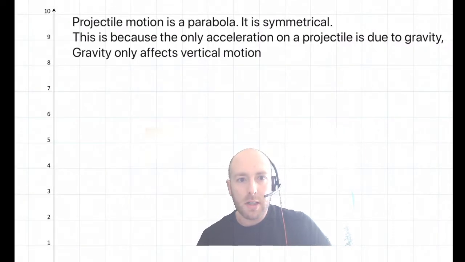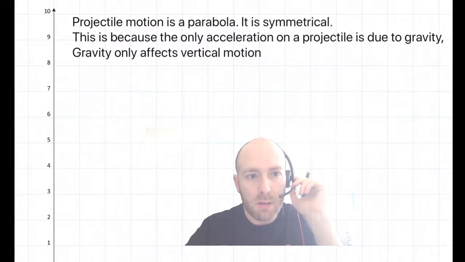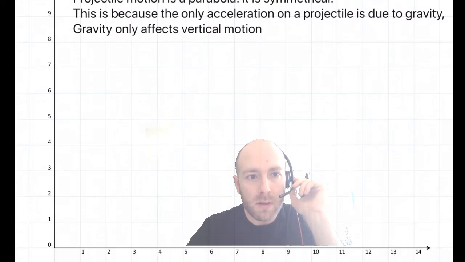So, projectile motion is a parabola. It is symmetrical. And this is because the only acceleration is gravity, and gravity only affects vertical motion.